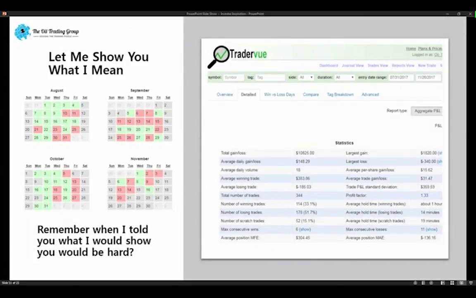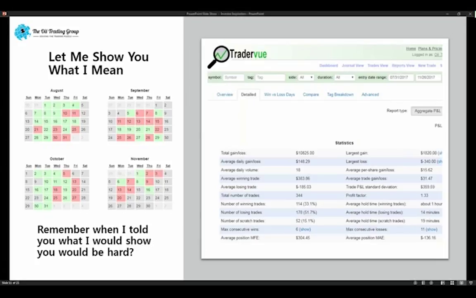I pulled these statistics out. They are a few months old at this point, but on the left there is a series of calendar months. Everything in green are winning days, everything in red are losing days. Remember what I told you earlier, that what I'm going to show you today is going to be somewhat difficult, at least initially, to get to. If you take a look at the trader view screen to the right, these are the statistics from the 1st of August through right before the holiday break in mid-November.